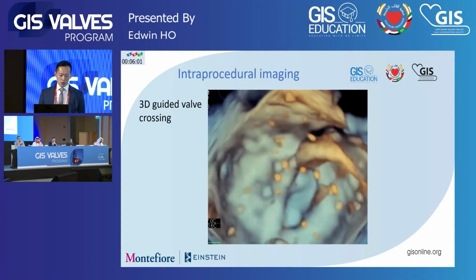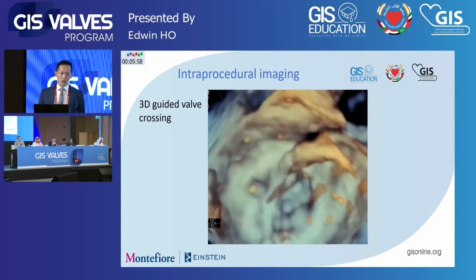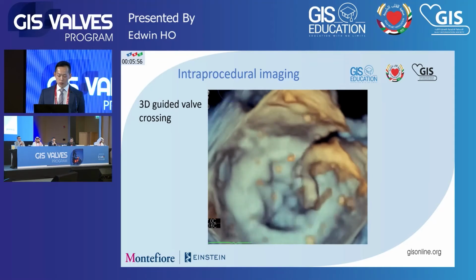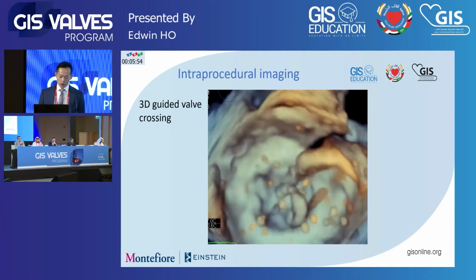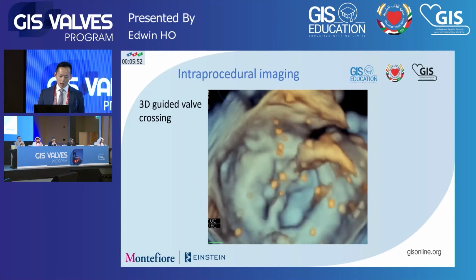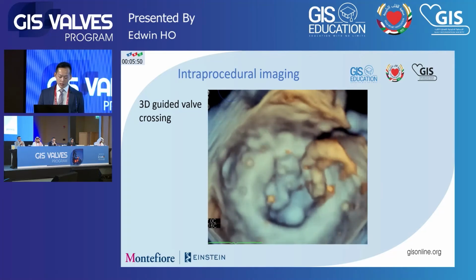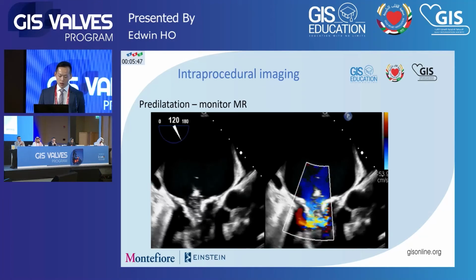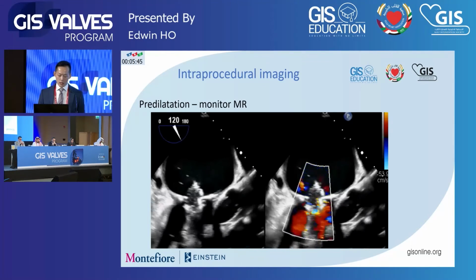Because her valve was so stenosed, we also try to provide as much imaging guidance, of course, for every step of the procedure. So here we're trying to cross with a 5 French pigtail through a Nagari catheter, and we give some 3D guidance so we have some idea where that central small orifice is. And then in this case, we did pre-dilatation.